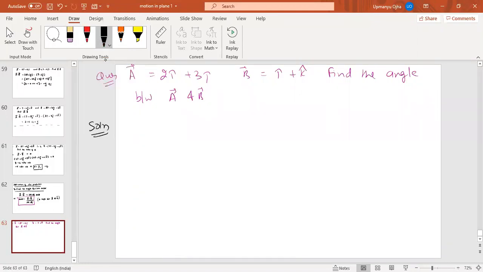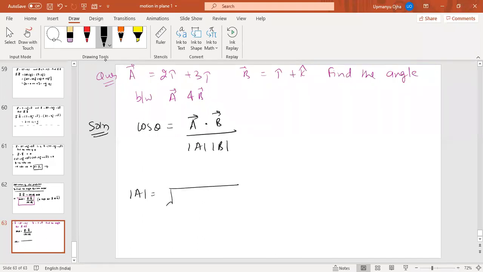Okay, so what is the angle between the two vectors? Say cos theta will be equal to what? A vector dot B vector by mod of A and mod of B. So first of all, we need to find mod of A and mod of B. What is the value of mod A? That is square root of 2 square plus 3 square, which is how much? 4 plus 9, that is root of 13.